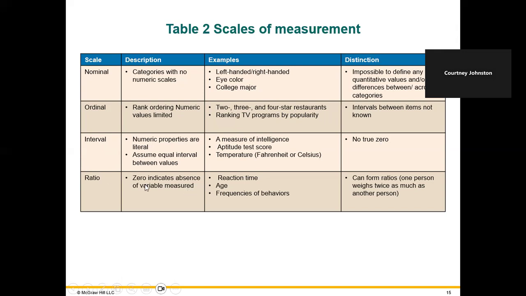The ratio, again, 0 indicates absence of the variable measured. So like reaction time, age, frequencies of behaviors. And we can form ratios: one person weighs twice as much as another person. So even with reaction time, a 0 would literally be not reacting. Or you could say in how many seconds somebody's reacting to something. But the 0 would actually indicate a lack of that behavior in its entirety.